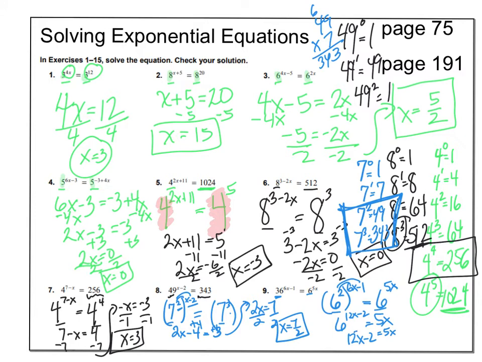I'm going to subtract 12x from both sides. So I'm going to have negative 2 equals negative 7x. Divide both sides by negative 7. X is going to equal positive 2/7.